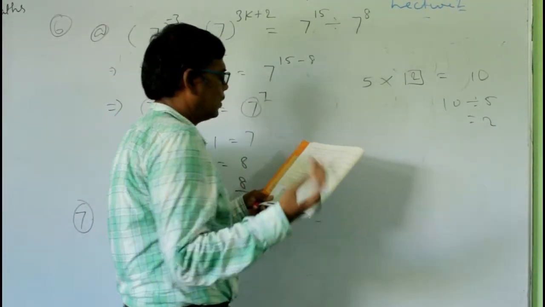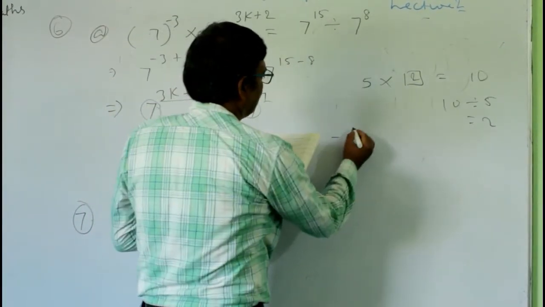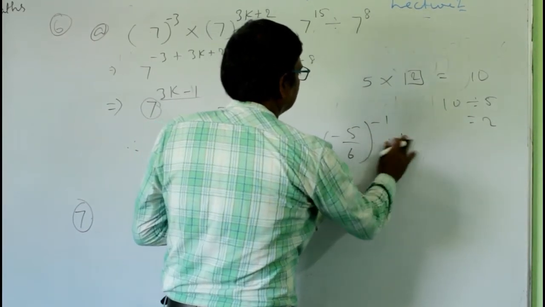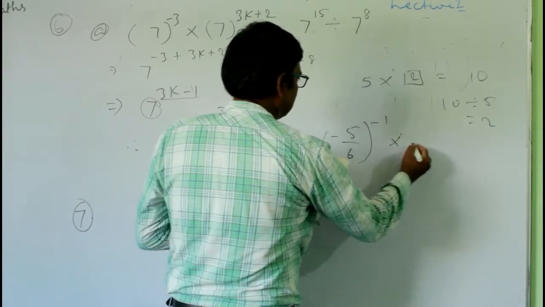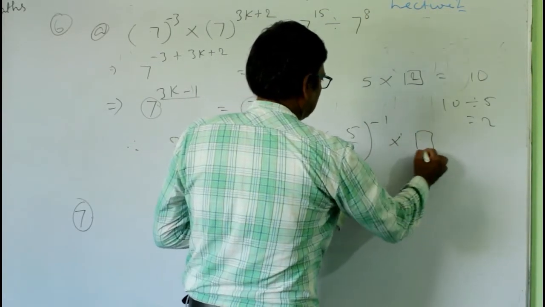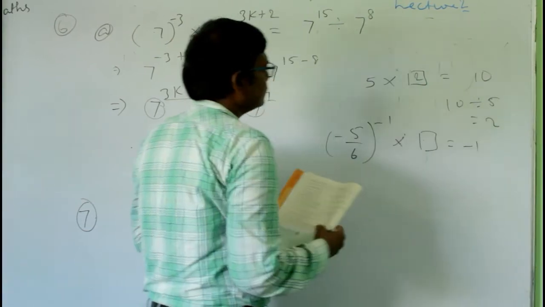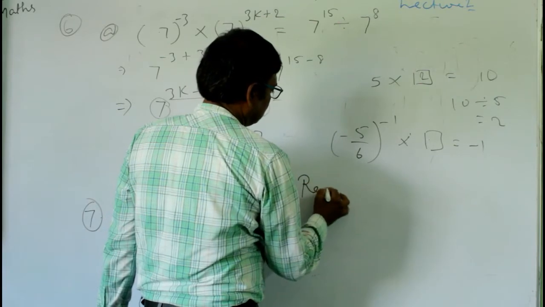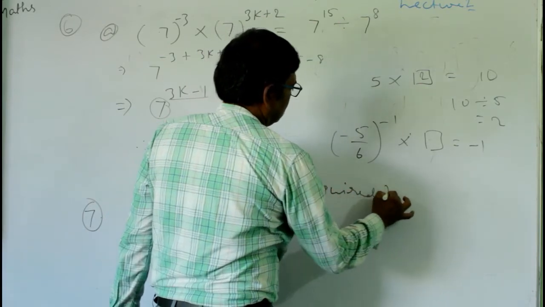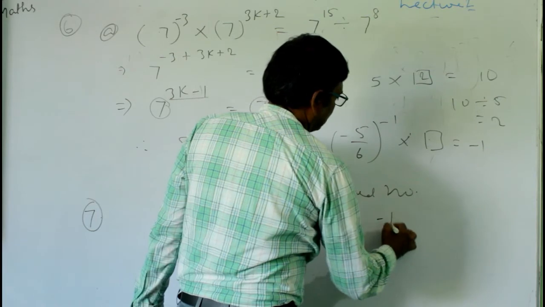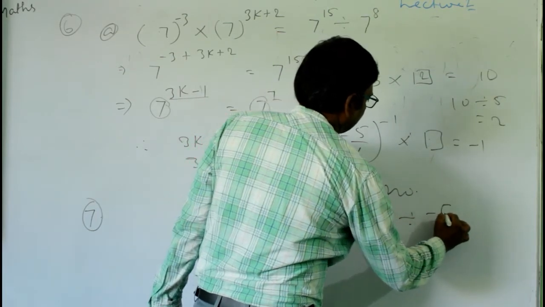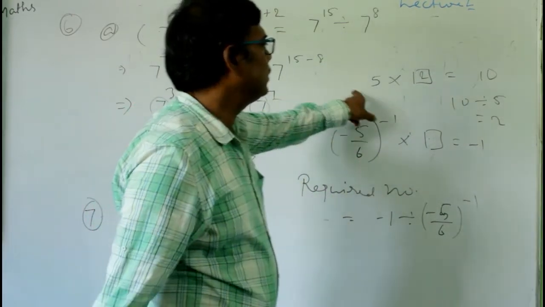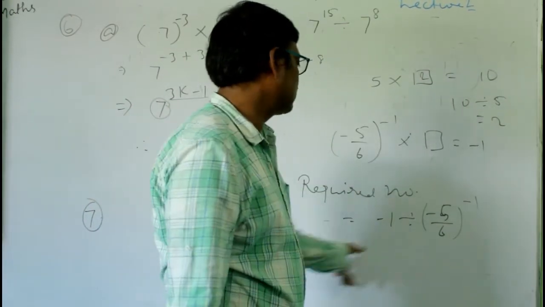For example here, what number should this be multiplied by? Like (-5/6)^-1, and what number should multiply by this so that the answer is -1? It means that you will divide -1 by this number. So the required number is, you will write, required number equal to -1 divided by (-5/6)^-1. If you think in this way, then the answer will be easier.